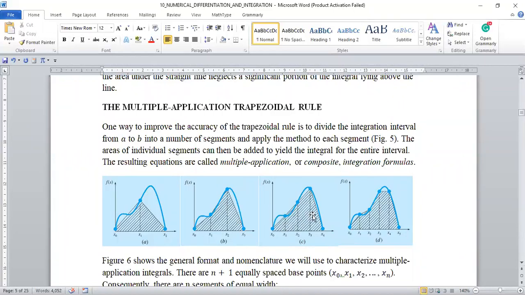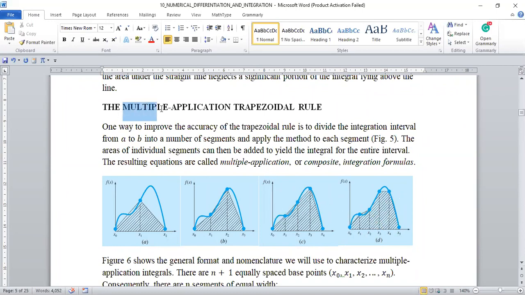Then if you increase the number of segments to 4, 1, 2, 3, 4, and you use a straight line in between those segments, you have less error, that's more accuracy. And so increasing the number of segments would reduce the error.